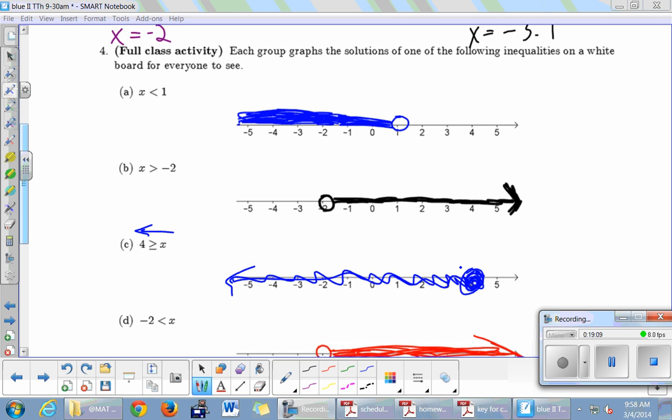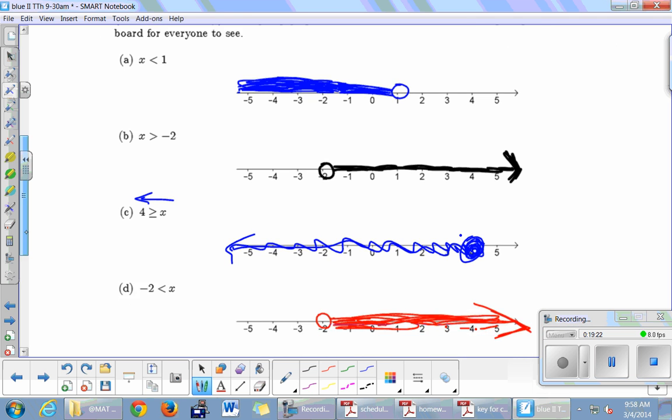And so this is correct. These are all the numbers less than or equal to 4. But it's really easy to look at a greater than symbol and just think every time I see a greater than symbol, I'm shading to the right. And it's just simply not true. You really have to pay attention to where the x is.